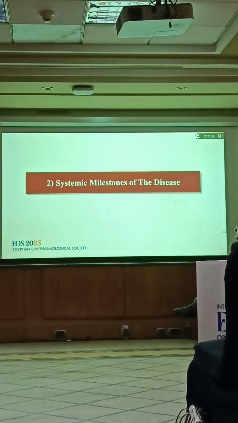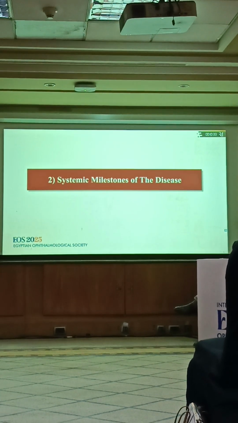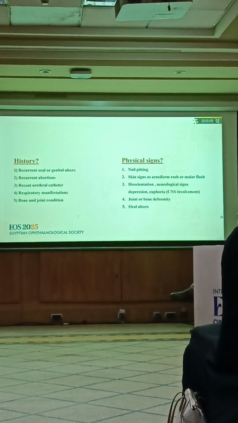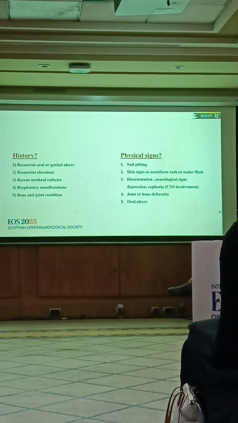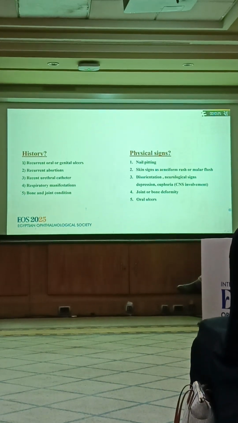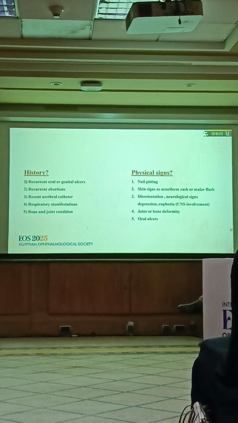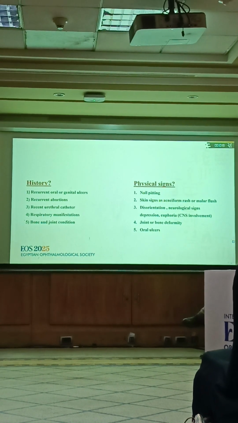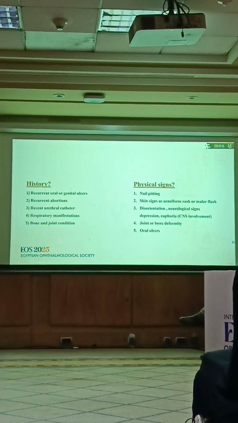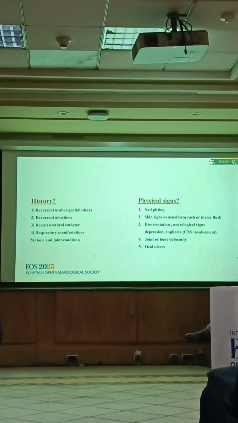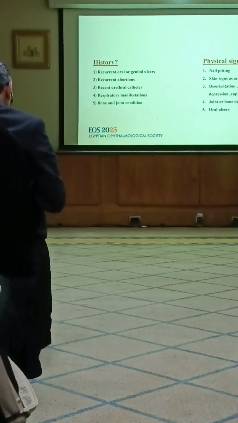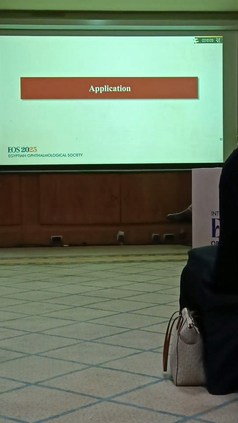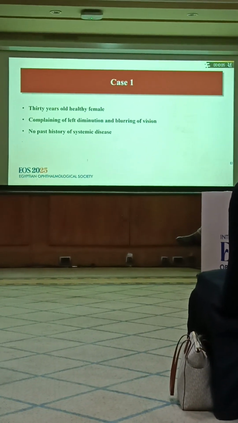Then we should answer the systemic milestones of the disease. These are very important in the diagnosis. We should ask for a full history from the patient, such as recurrent oral and genital ulcers, recurrent abortions, recent urethral catheters, physical signs such as nail biting, skin signs such as acneiform rash or malar rash, etc. We should take a detailed history from the patient. Application. Let's start with our cases.